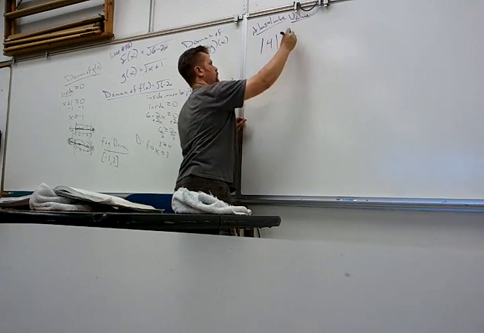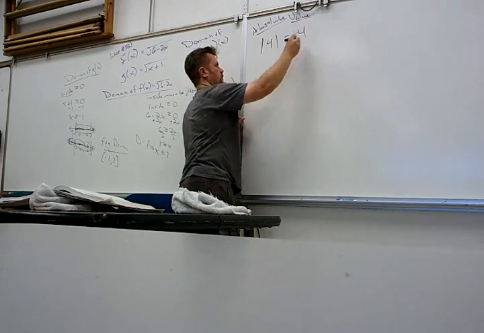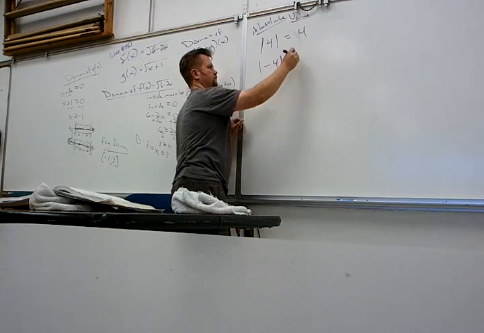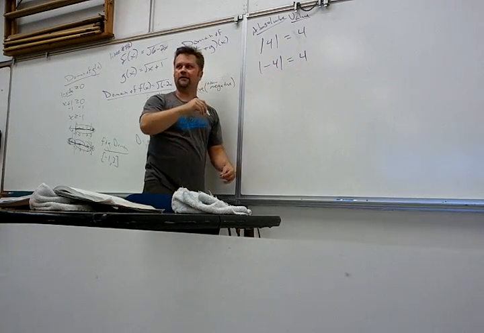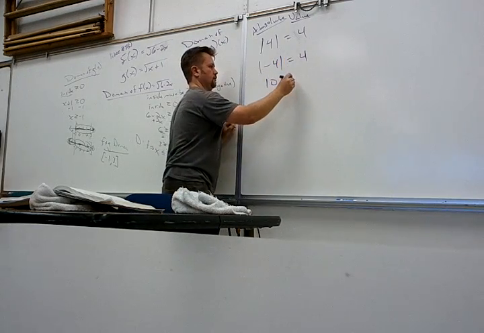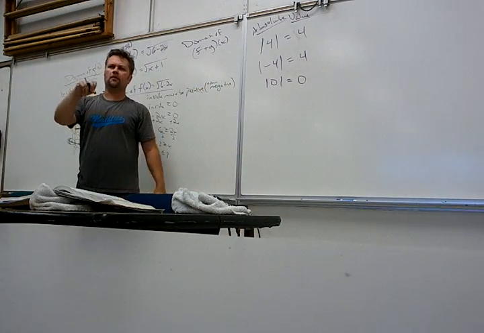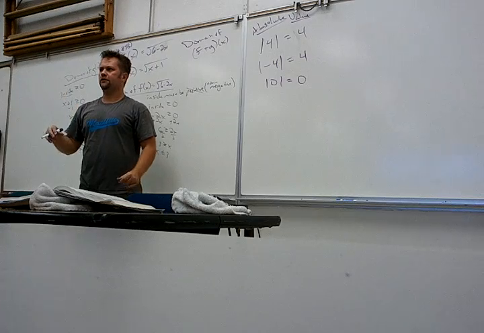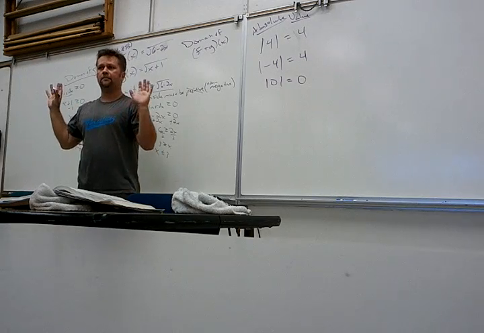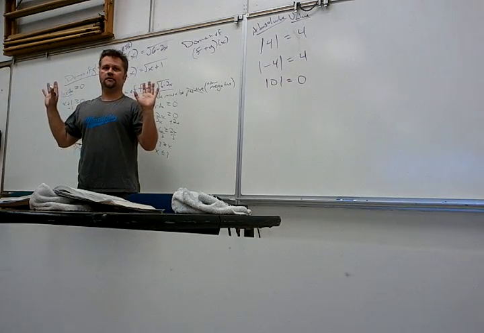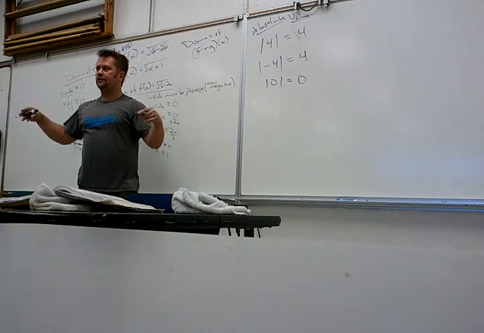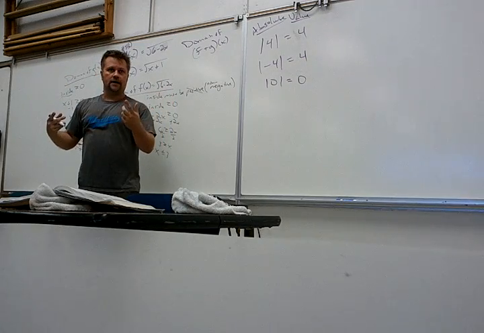What is the absolute value of 4? 4. Awesome. What's the absolute value of negative 4? 4. What's the absolute value of 0? 0. So absolute values are one of the most single-minded functions ever. They just make everything positive. It's already positive. What does it do to it? Nothing. If it's negative, it changes the sign.